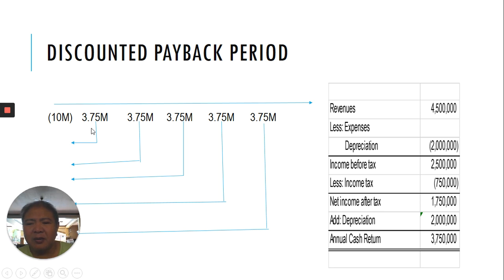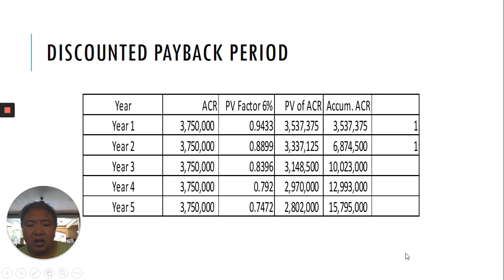So for it to be comparable, we discount this 3.7 million that is supposed to be received in future using the discount rate. If we do that, at 6% present value, I've already taught you how to get the present value factor. If you forgot it, then just go back to the time value of money video which I posted last.